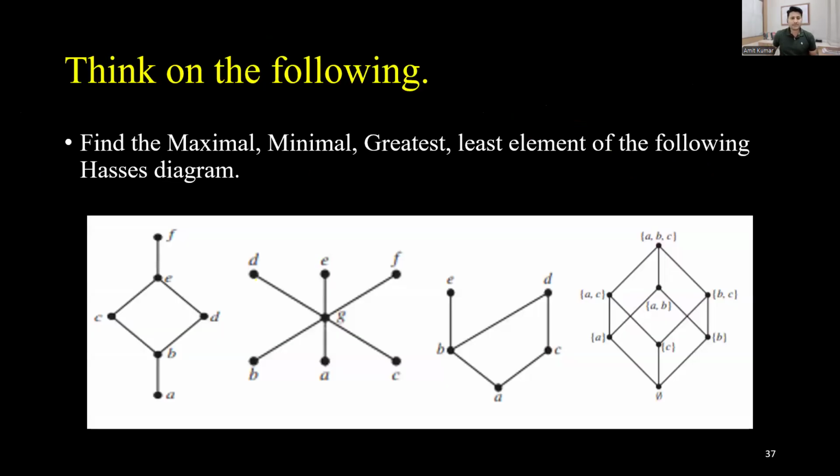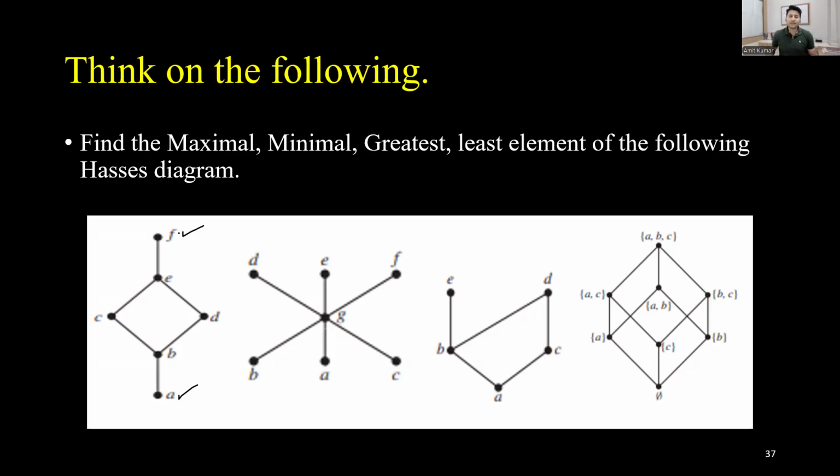Okay, let us take some examples. These are some of the Hasse diagrams we have, and now we are interested in finding the maximal element, minimal, greatest, least for these Hasse diagrams. For the first diagram, what is the maximal element? F is the maximal element because it does not have any upper bound. No element is above this and related to this. This is the maximal element. Minimal element, yes, A is the minimal element.